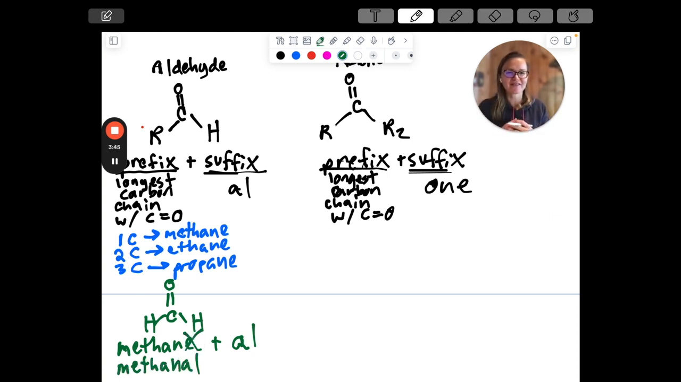Now, methanal is the IUPAC naming for this compound, but a lot of compounds in orgo, we also give them common names that we use on a day-to-day basis rather than these fancy scientific names. And you might have heard methanal by its common name before, which is formaldehyde.